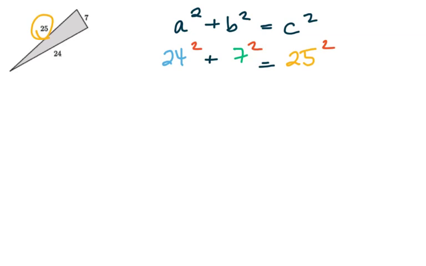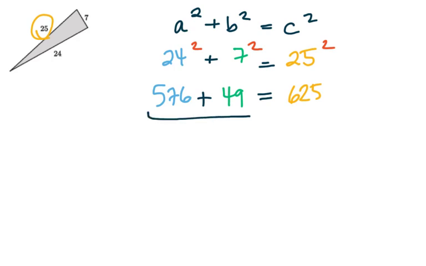For example, we have 24 squared, that's 24 times 24. So that's 576. Notice that what we're doing right now is we are doing the squaring before we do the addition, right? So 7 squared is 7 times 7 equals 49, and 25 squared is 625.